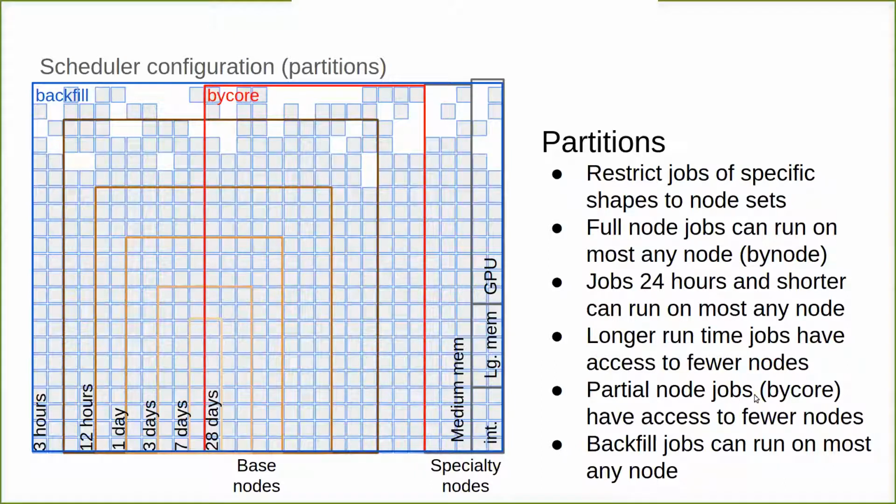So partial node jobs, these are jobs that are only using some of the cores on the system or distributing across nodes and only using some of them, have access to fewer resources than the by-node. As well, there are backfill jobs that can run on most any nodes. So once the scheduler goes through a cycle, it looks for resources that are still available and will try and fit small jobs.